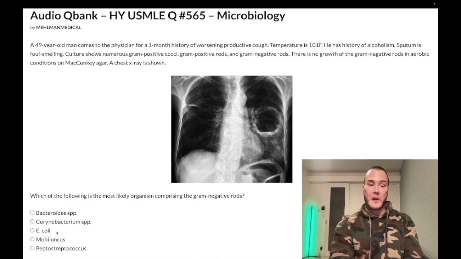E. coli, choice C, wrong answer. Now, we have here no growth on MacConkey agar. E. coli grows pink on MacConkey agar and metallic green sheen it has on EMB, eosin methylene blue agar. Now, that sounds very nitpicky and low yield. I just said this question's pass level, but the pass level detail is the foul-smelling sputum reflecting anaerobes.